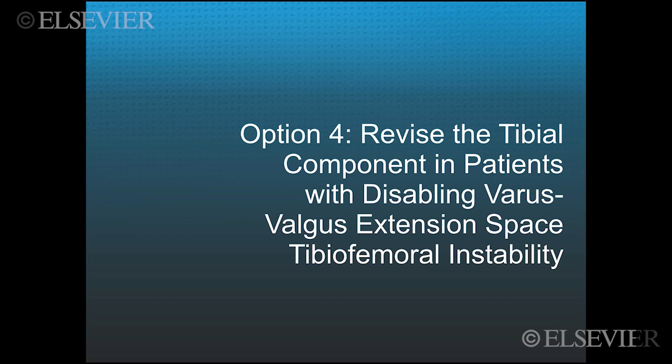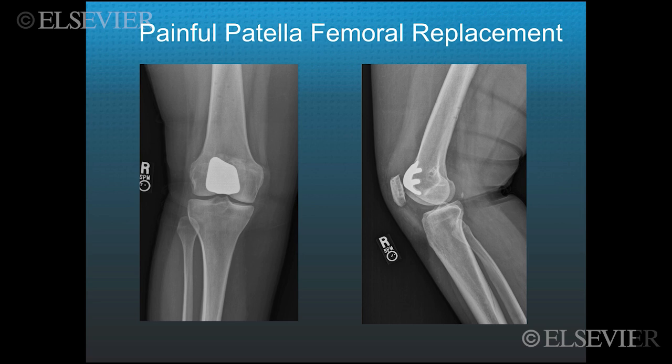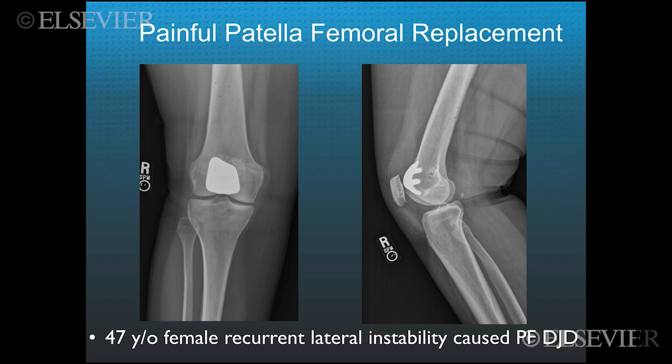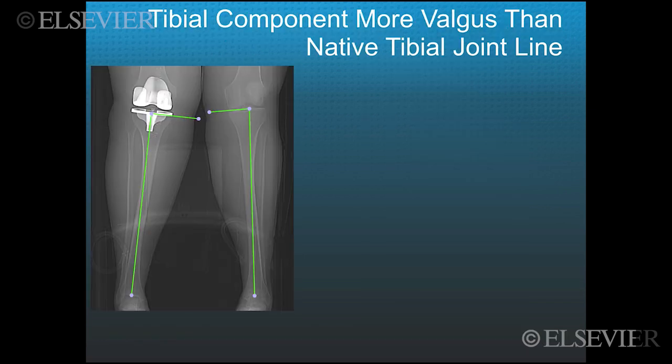Now, here's what happens when you have a disabling varus valgus extension space tibiofemoral instability, and I showed this a little earlier, at least part of this case. She had a patellofemoral replacement. She was having troubles. We then did her total knee. We did not put the tibial component on in enough varus. We did not visually inspect the VV laxity with the spacer block and the trial components.